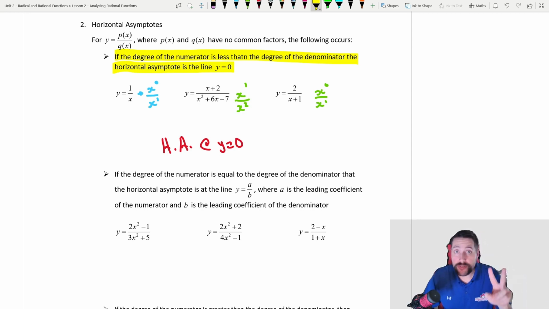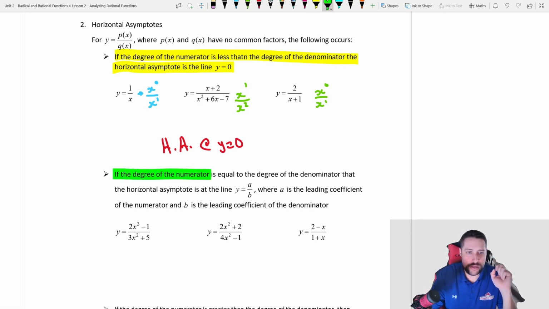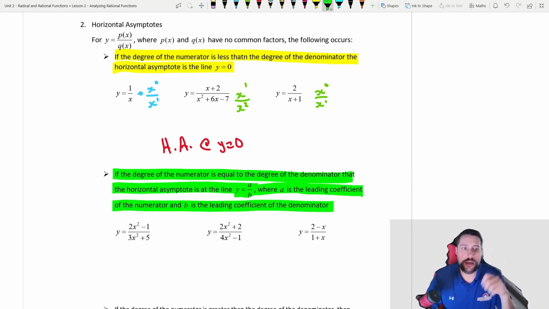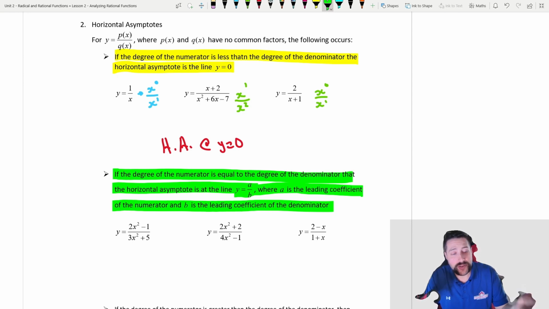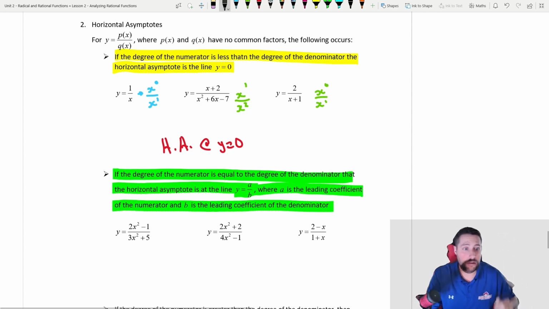So if the degrees of the numerator and denominator are the same, you will get a horizontal asymptote at a over b. A is the leading coefficient of the numerator, b is the leading coefficient of the denominator. For example, y is equal to 2x squared minus 1 divided by 3x squared plus 5. Because there are two x squareds in the numerator and denominator, all we're going to take is the 2 over 3. So this is going to be y is equal to 2 over 3.